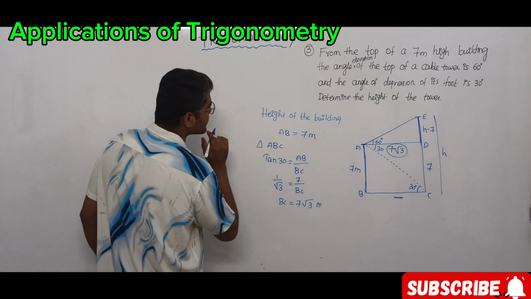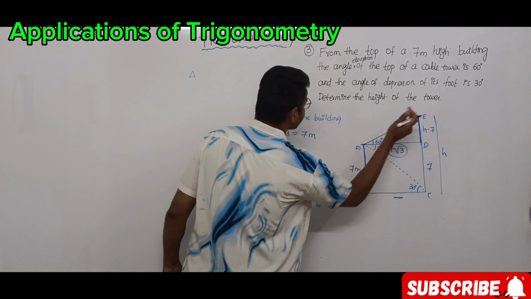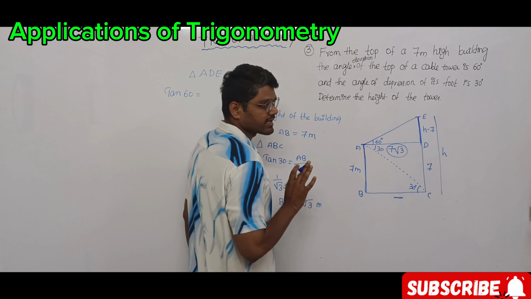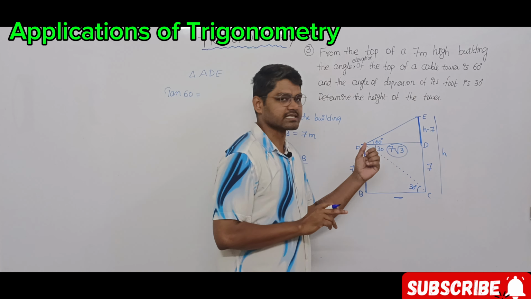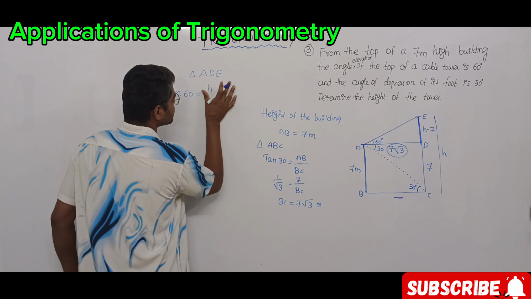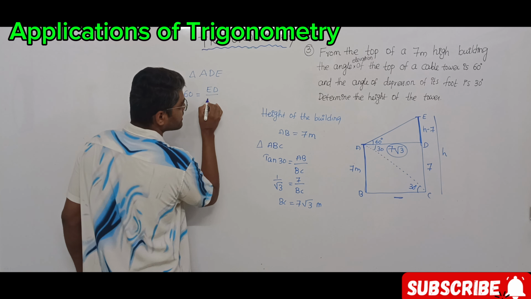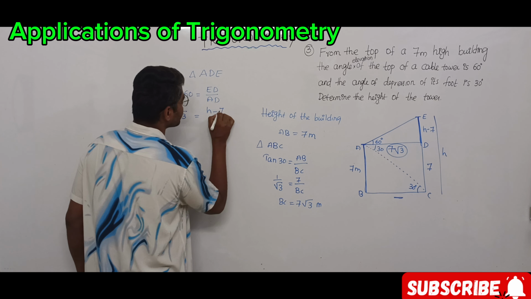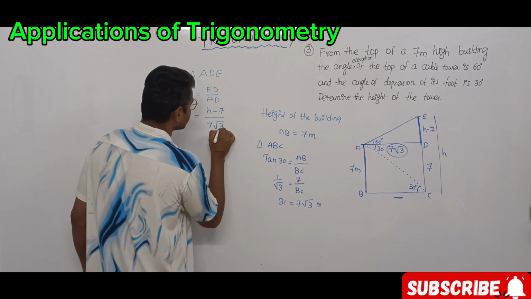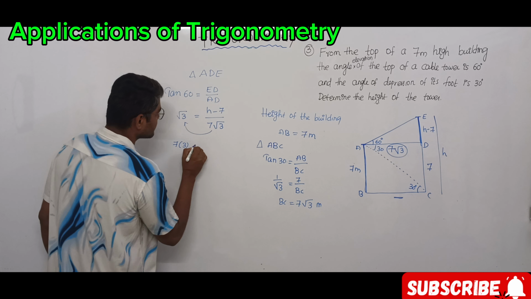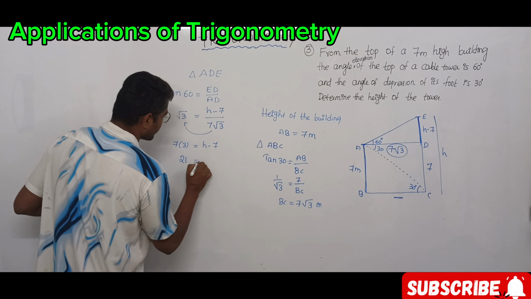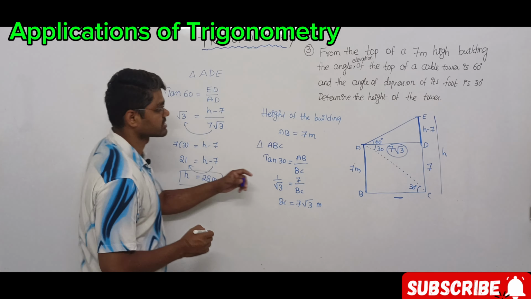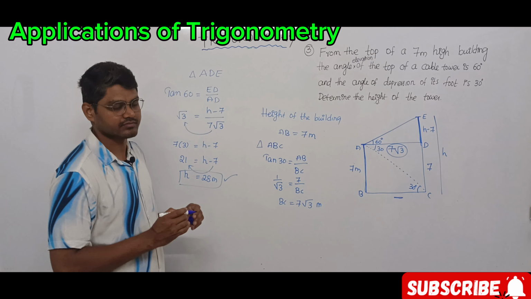Now find ED. To find ED, we have to take triangle ADE. Tan 60 equals... why are we taking tan 60? Because this is opposite and this is adjacent. ED by AD. Tan 60 is root 3, equal to ED, which is H minus 7, by AD, which is 7 root 3. Multiply these two. 7 into 3 equals H minus 7. 21 equals H minus 7. Now H is equal to 21 plus 7, 28 meters. So the height of the tower H is 28 meters. That's it.